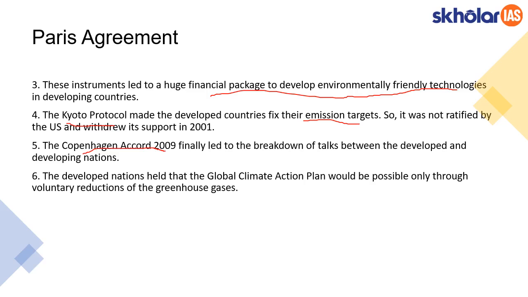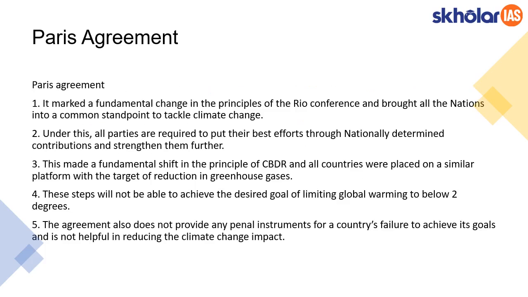This tussle spilled over and the Copenhagen Accord broke down, and developed nations felt that the global climate action plan can be achieved only when voluntary reductions are put in place rather than fixed targets. There has to be voluntary reductions from the nations themselves. That was their objective. But developed nations do that to protect their own interest rather than protecting the environment.